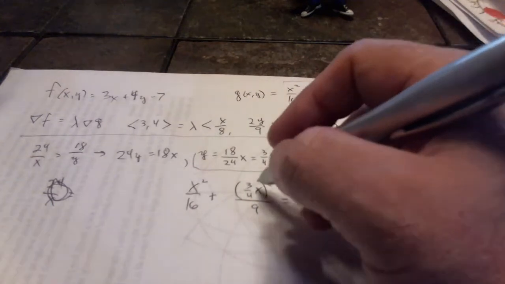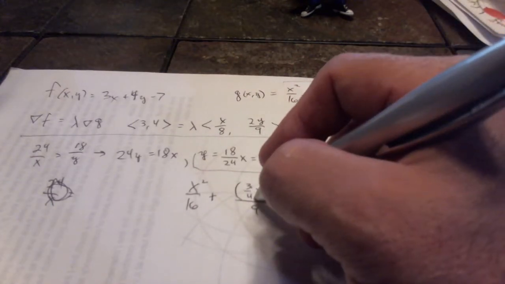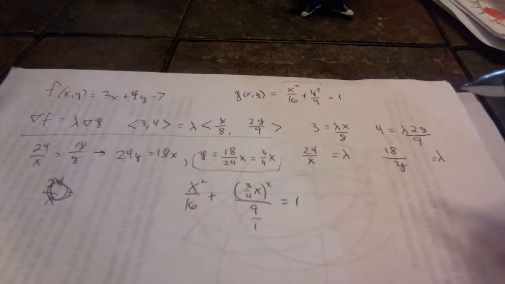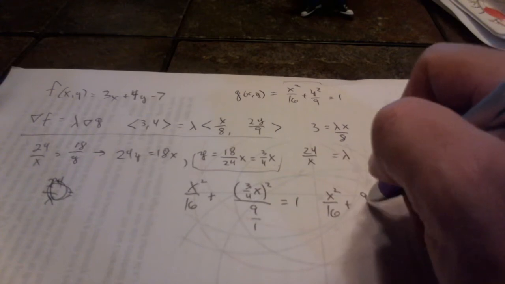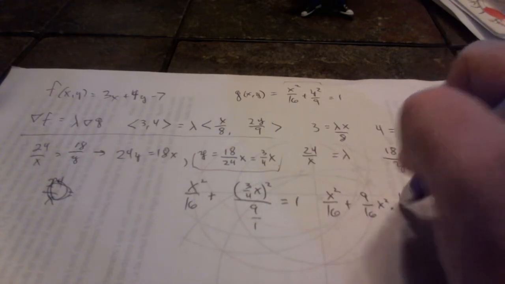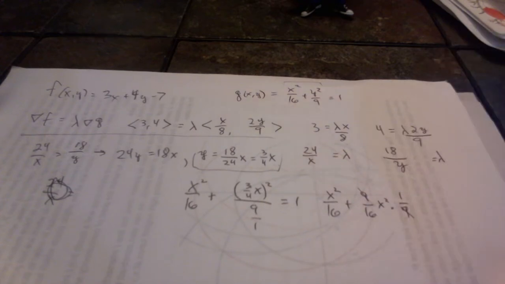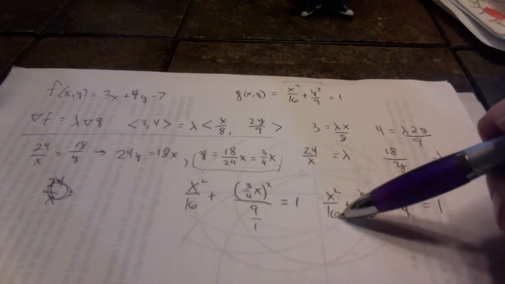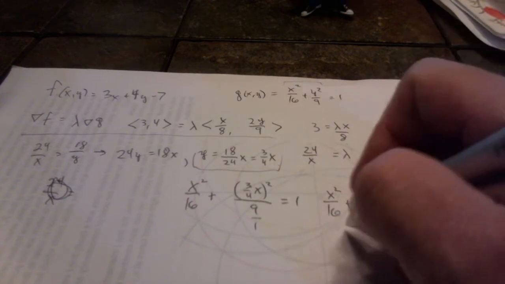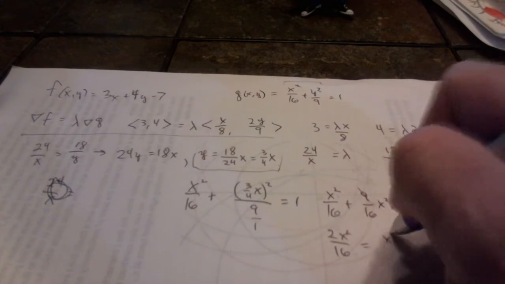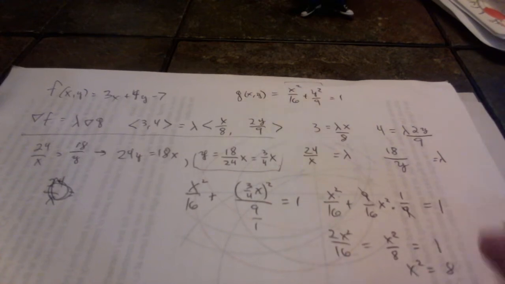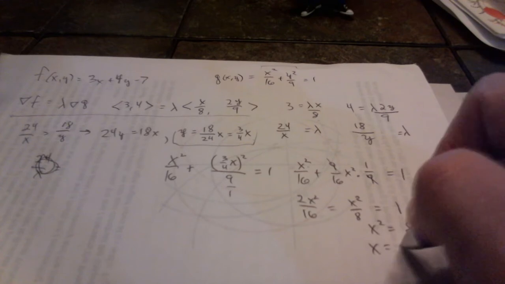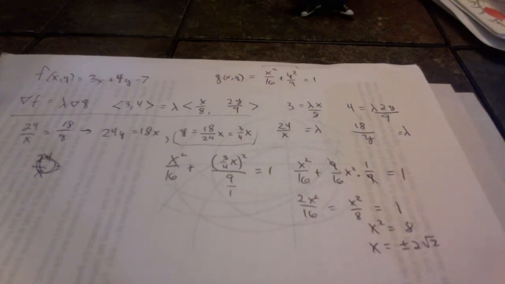X squared over 16 is fine. This is going to be 9 over 16 x squared, but don't forget it's divided by 9, which means I have x squared over 16 plus 9 over 16 x squared times 1 over 9. So that's kind of nice. Those 9's canceling doesn't have to happen, but it happened this time. And if you notice, I have x squared over 16 plus x squared over 16. So that's 2x squared over 16, otherwise known as x squared over 8, and that's equal to 1. So x squared equals 8, and that gives me x equals plus or minus 2 square root of 2. That's the square root of 8.